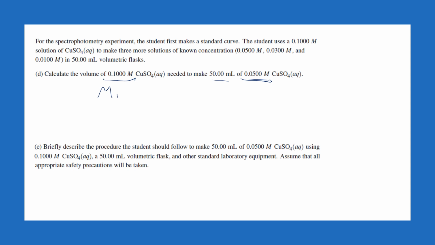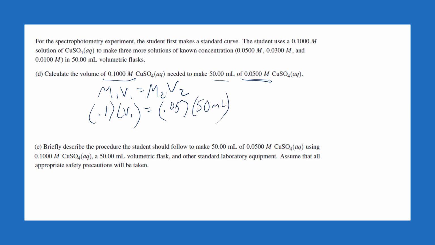So you can use M1V1 equals M2V2. We don't know how much of the original solution we need, but we know that we want 0.05 molar and 50 milliliters. So when you solve, you should get 25 for V1, 25 milliliters of your 0.1 molar solution.